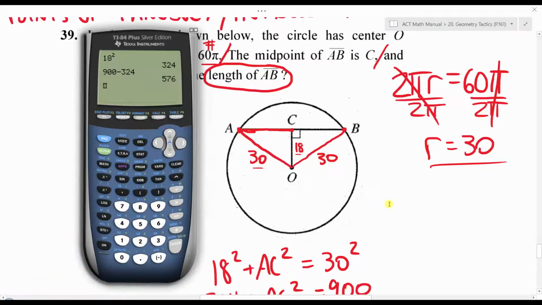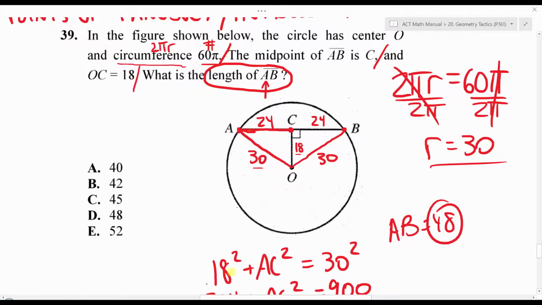Now be careful, that's not what they're asking. They're not asking what AC is, they're asking what AB is. But since C is the midpoint, we know that AC is half of AB, so this other segment is 24. So it looks like our final answer should be that AB equals 48. And indeed, when we go to the answer choices, we can see our answer right there.